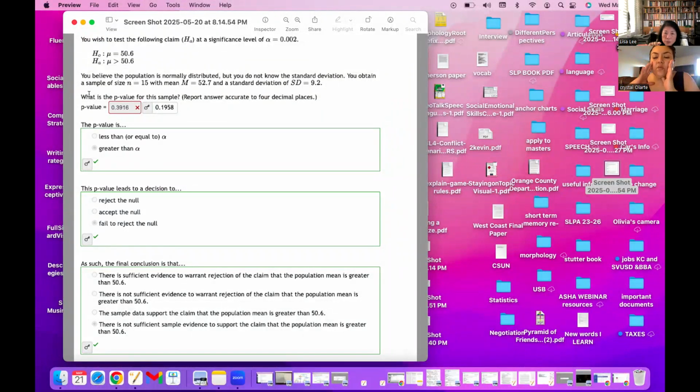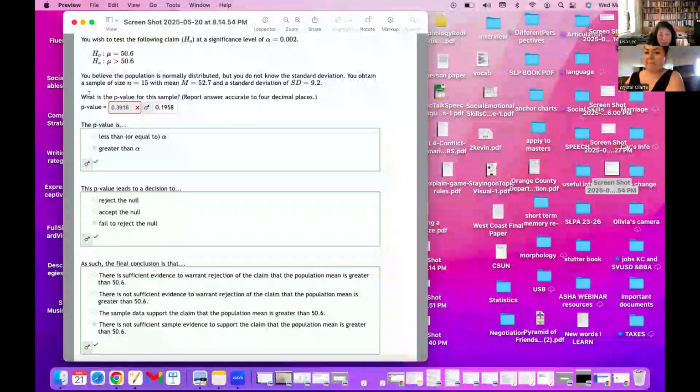You only pay attention to the sigma, the population standard deviation. That's key. Only pay attention to the population standard deviation. If that population standard deviation sigma is given, then you use Z, okay?